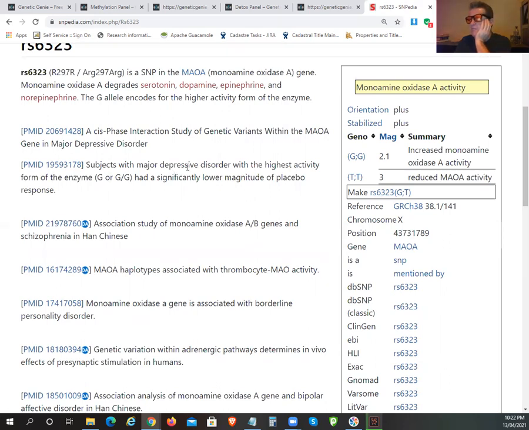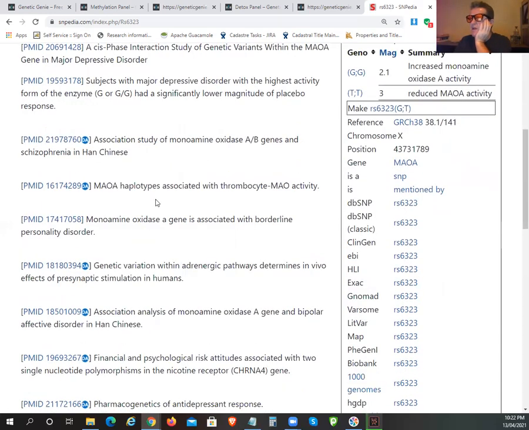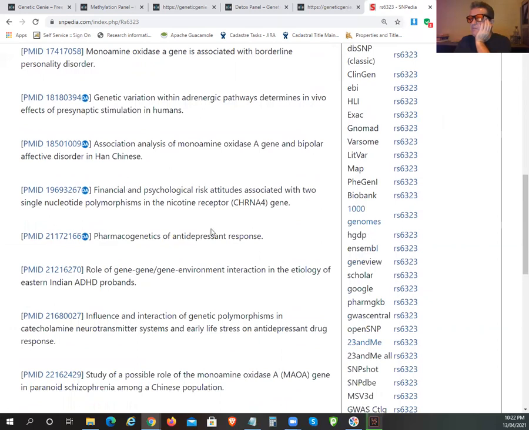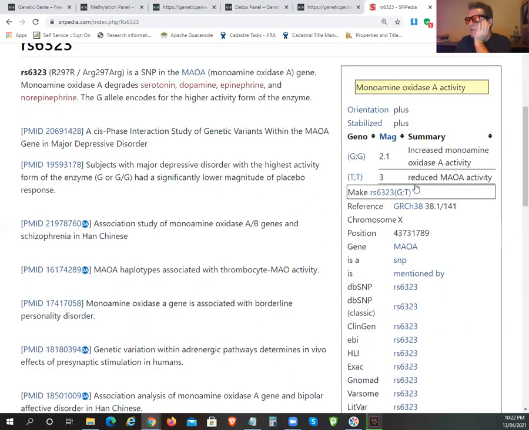So subjects with a major depressive disorder with a higher activity form of the enzyme have a significant lower magnitude of placebo response. So, you know, it's one good thing not to have. There can be variations with a lot of these. When you don't see a color coding in here, there are issues at both ends. Somewhere in between is probably the safer way to be.